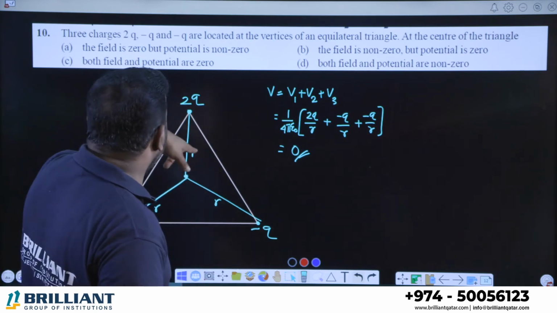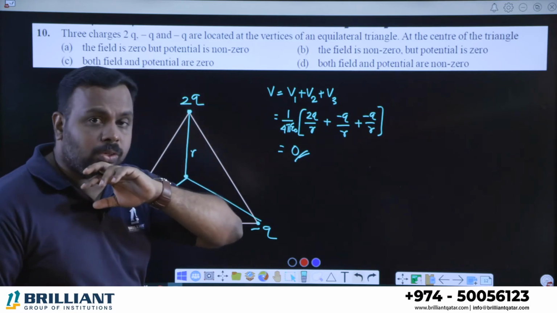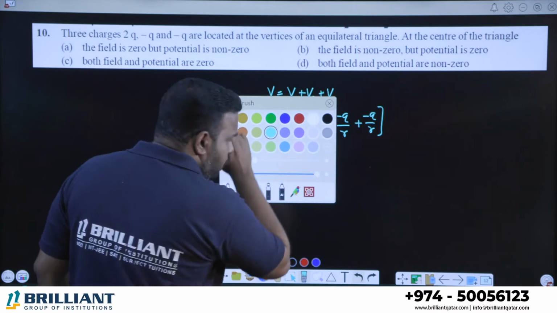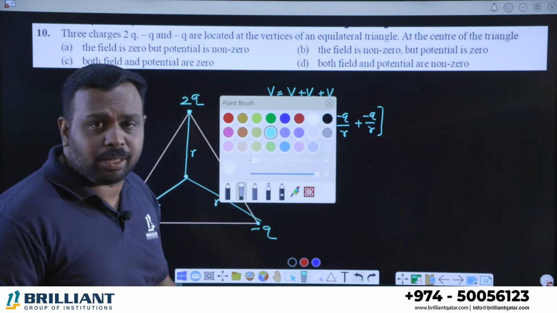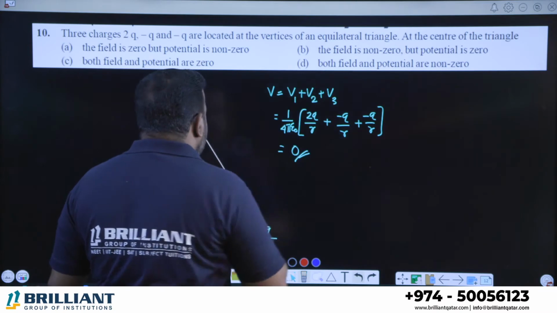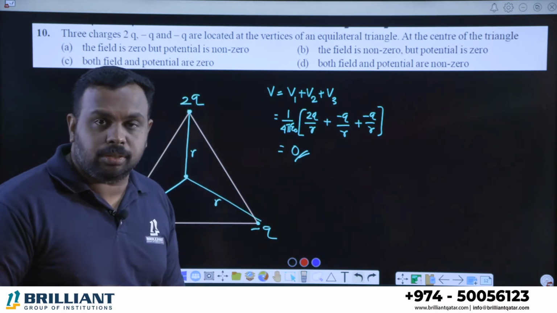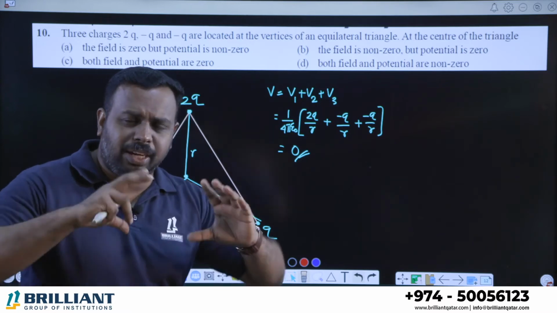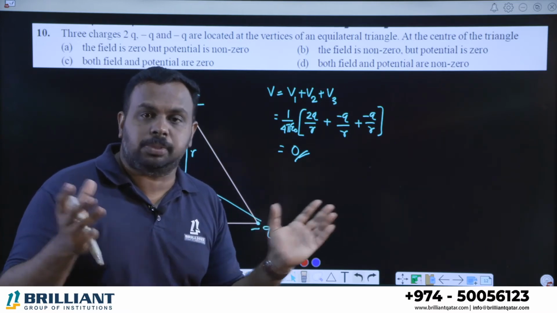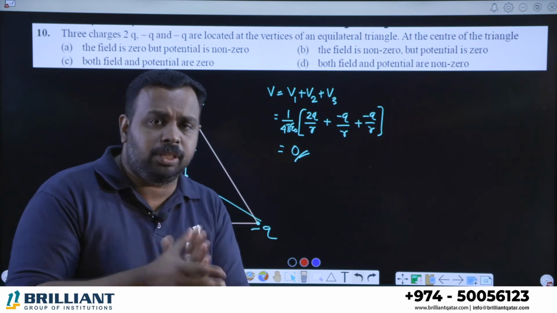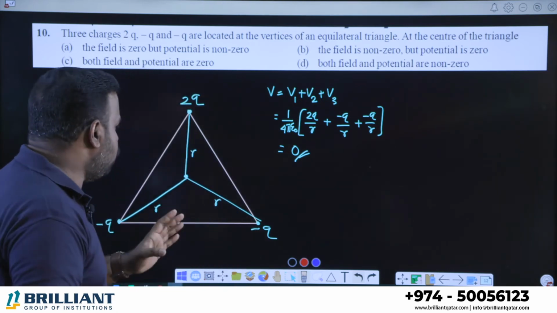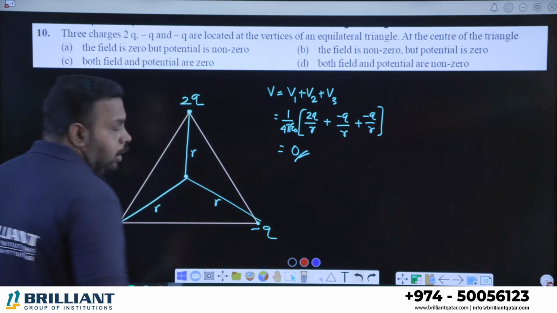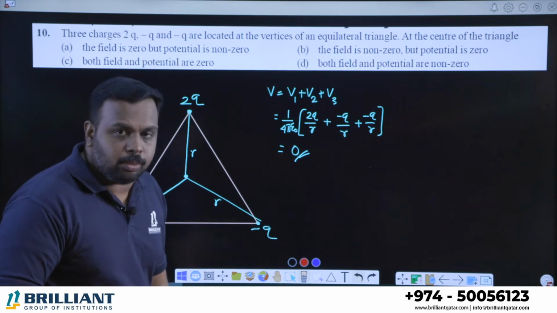Now what we need to check? What about the electric field? Will it be 0 or not? Okay, electric field, you can just check. We don't need to find the magnitude. They are not asking what the magnitude of the electric field here is. We just want to check whether that field is 0 or not. How can we check it? For it to be 0, the vector sum of all fields should be 0 as per the superposition principle, right? For the net field to be 0, the vector sum of the fields due to individual charges has to be 0. That we can check. How can you check it? Check the direction. That will be easy.